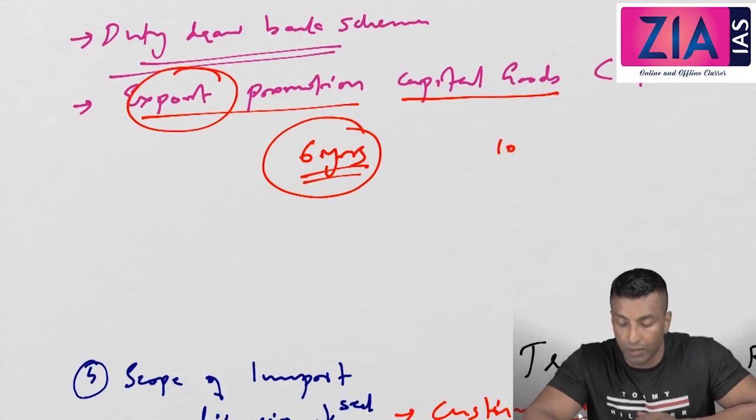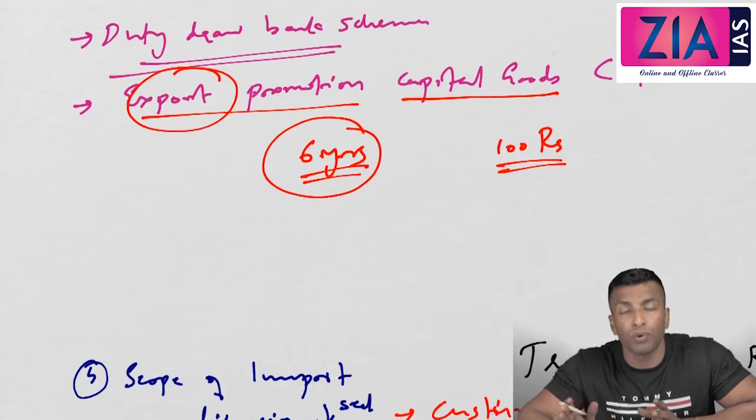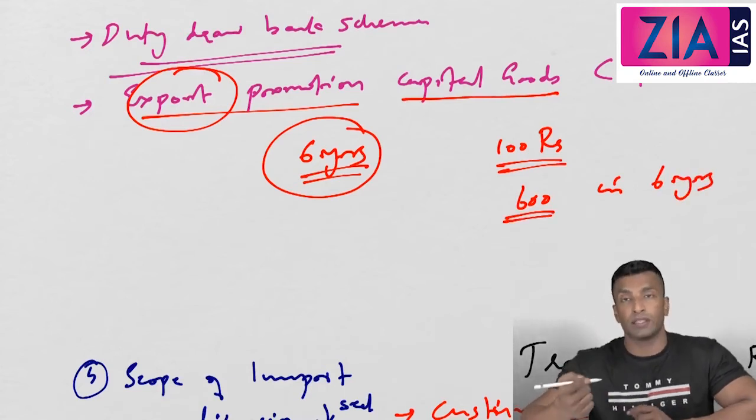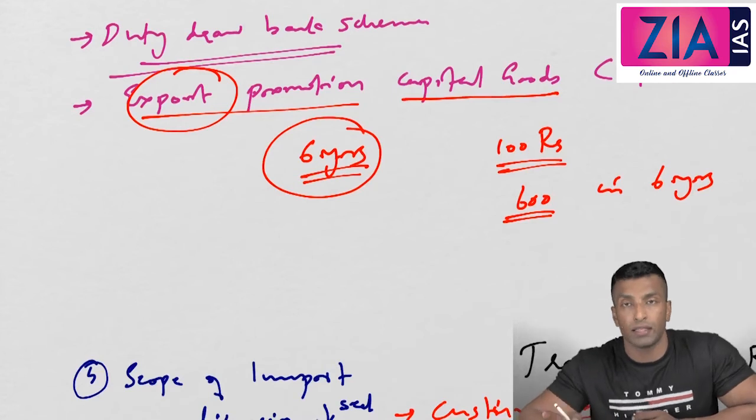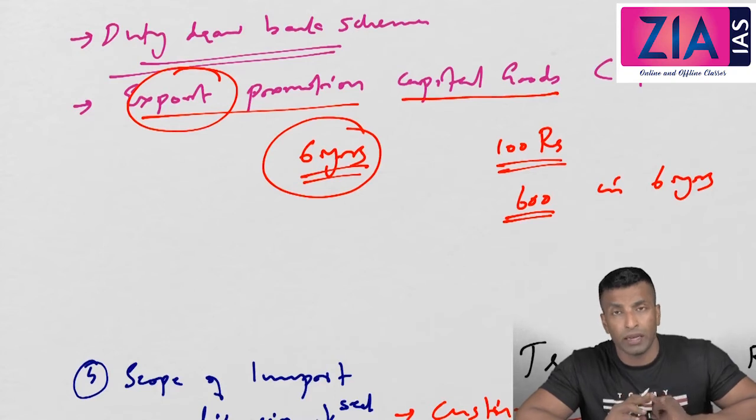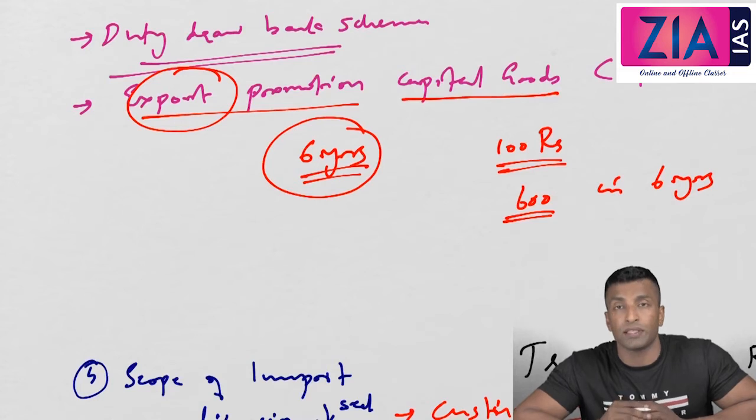Let's suppose you are saving 100 rupees as customs duty when you are importing. Then you have to export a minimum of 600 in 6 years. What is the 600? It is 6 times the duty saved, in 6 years. So this is EPCG. Under EPCG you can import or domestically procure any capital goods, that means machinery, with a very concessional rate of customs duty, subject to a condition: you have to export 6 times the duty saved in 6 years. That is the EPCG scheme.